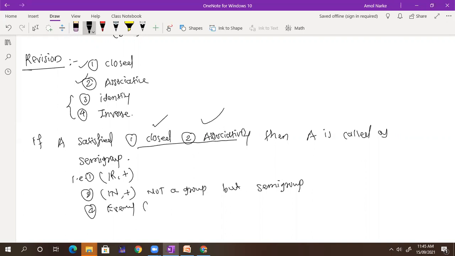And you can write down: every group is a semigroup. Okay, clean and clear.